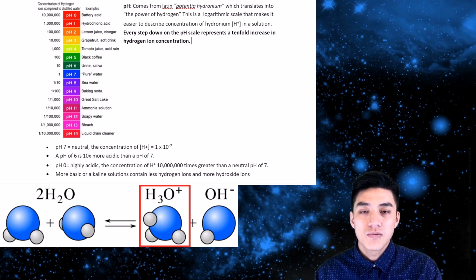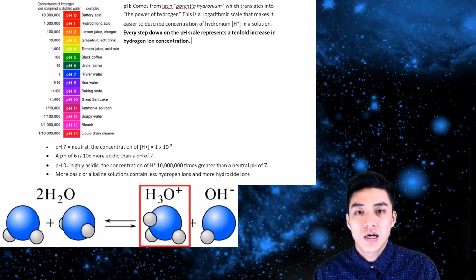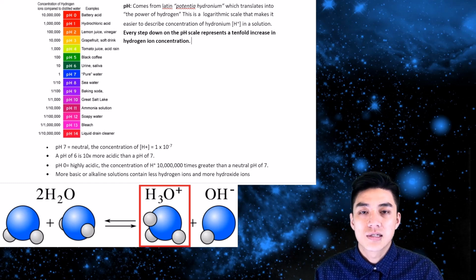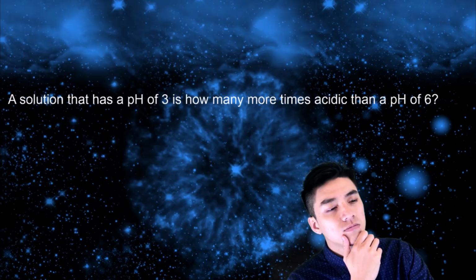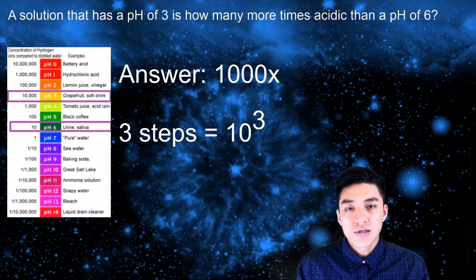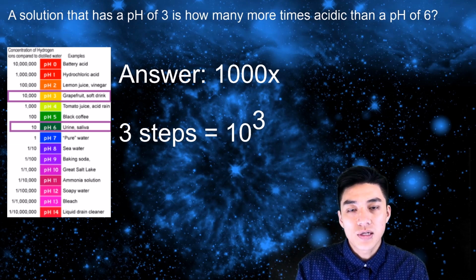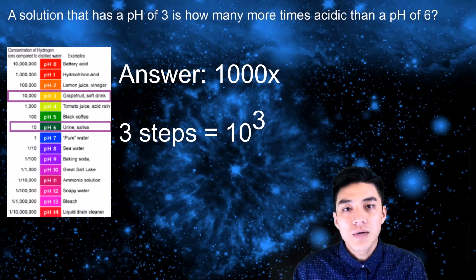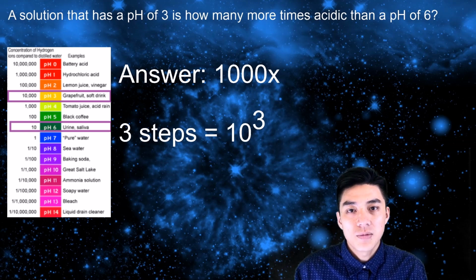So let's think about something with a pH of 3 versus a pH of 6. How many more times acidic is something with a pH of 3 versus 6? I'll give you a second to figure it out. The answer is 1,000. Something that has a pH of 3 is 1,000 times more acidic than a pH of 6 because it's 3 steps away on the pH scale. So you would have to go 10 times 10 times 10, or 10 cubed, which is 1,000.